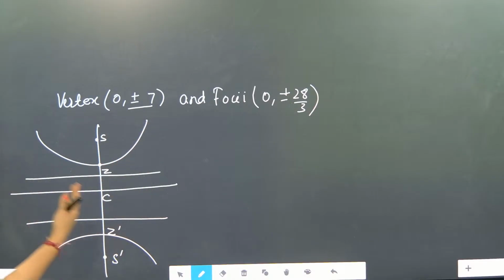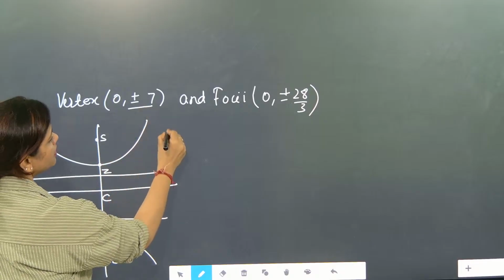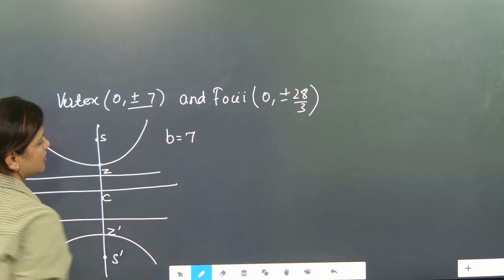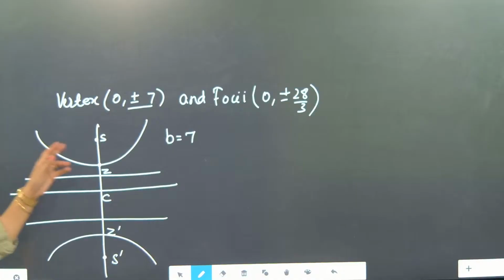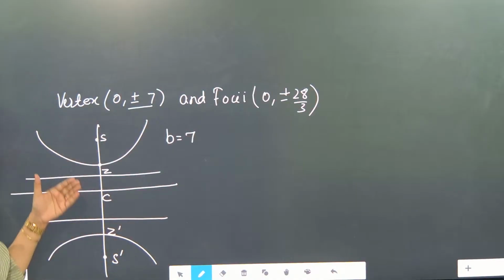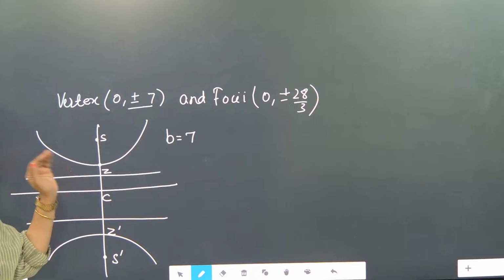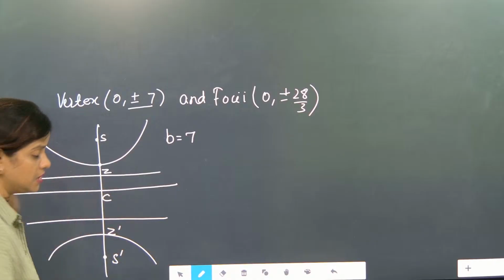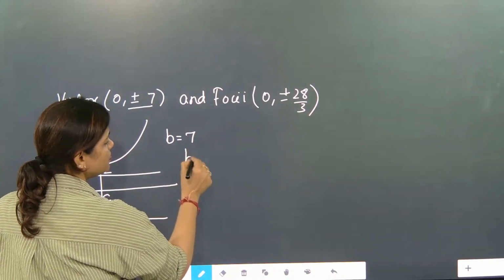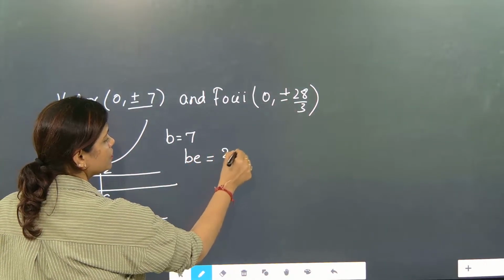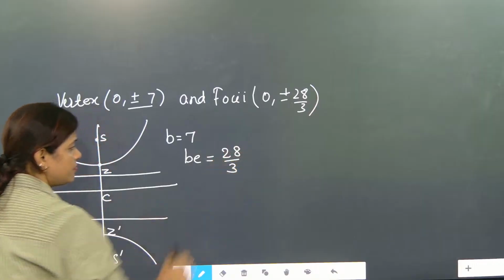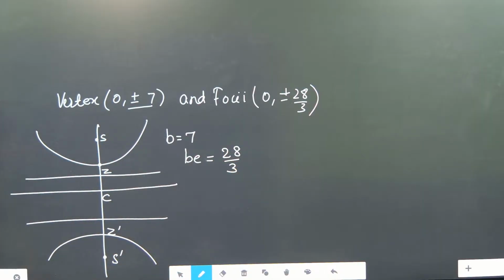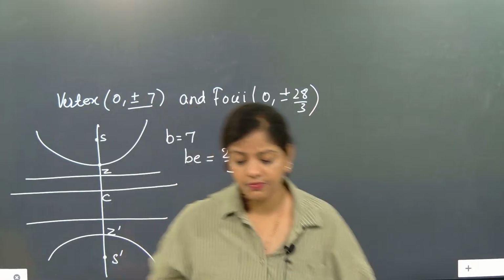So here B is equal to 7, given. Always remember, when the hyperbola rests on the x-axis, the vertex point will be A. When the hyperbola rests on the y-axis, the vertex point will be B. Understood? And here the focus will be BE, and BE is equal to 28 by 3. Remember this always.